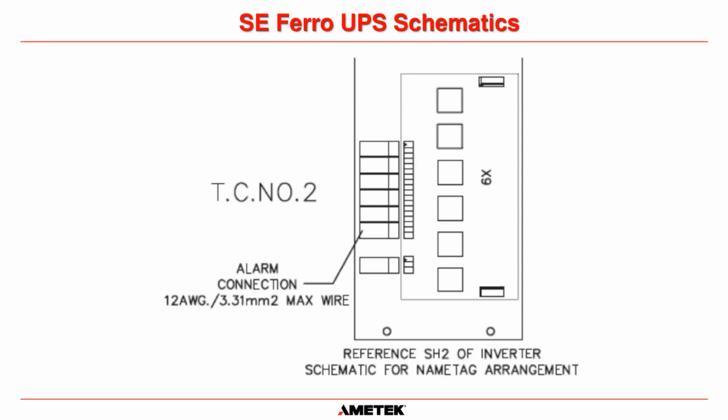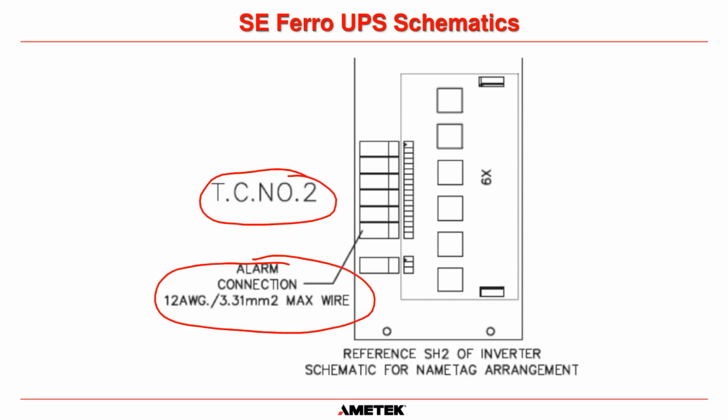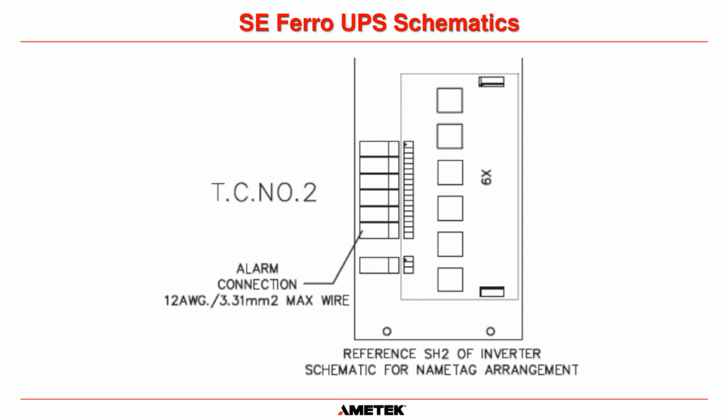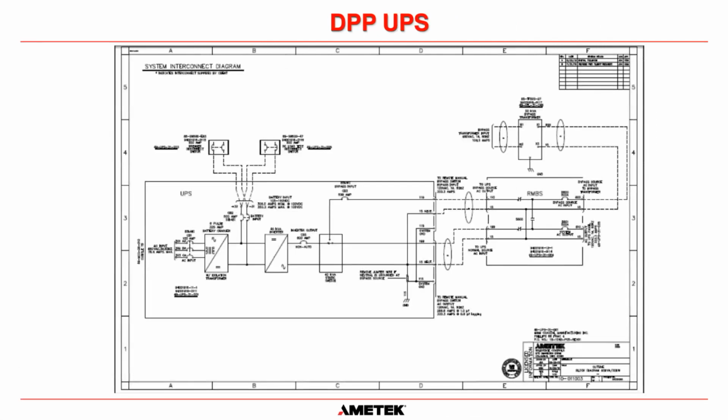And for the alarm connections for the Microferro system, this is terminal connection number 2. And it says here, the alarm connections, the max wire size is 12 AWG. So the biggest wire that you can fit into these terminations here is 12 AWG. You can run smaller wire sizes. You can go to 14 or 16 because it's a screw terminal. But the maximum wire size for that screw terminal is 12 AWG. Okay. So hopefully that explains those connections so far.